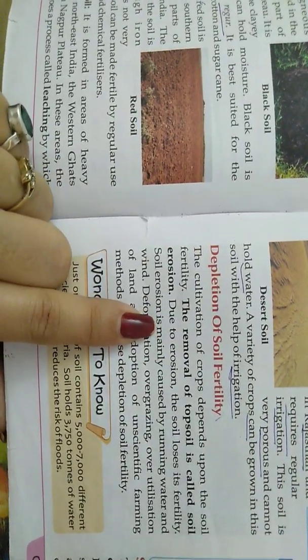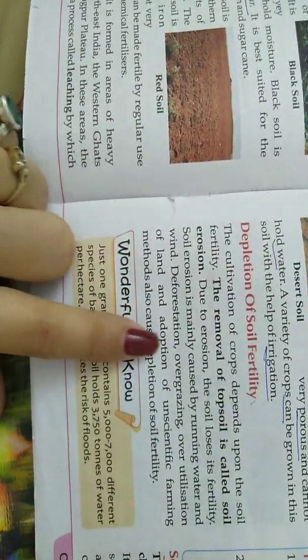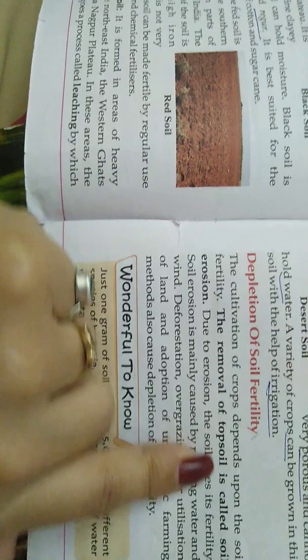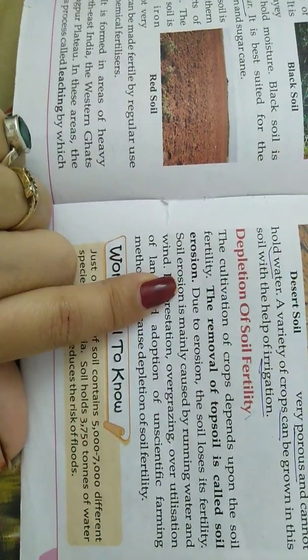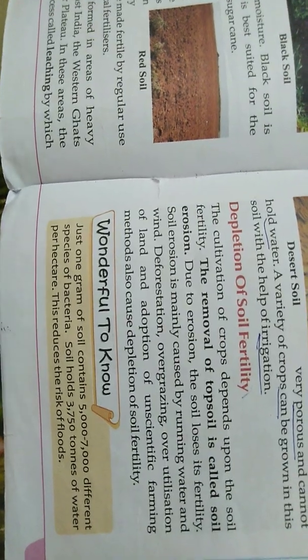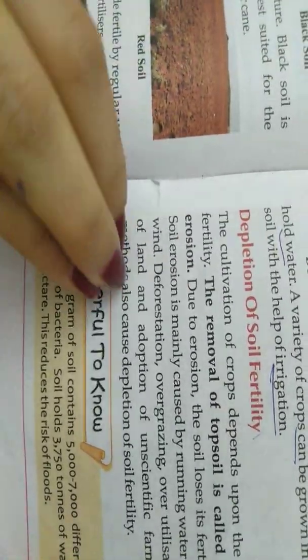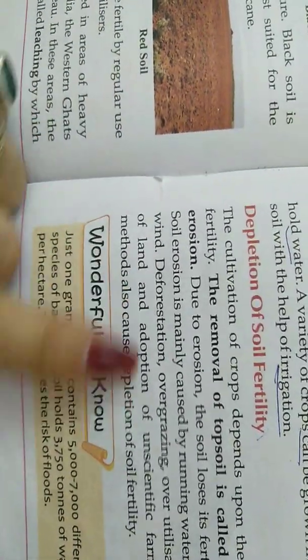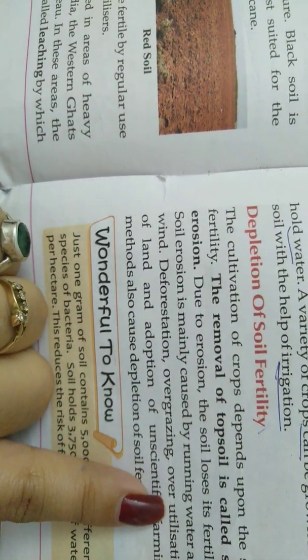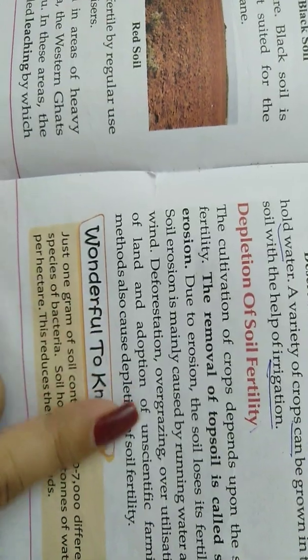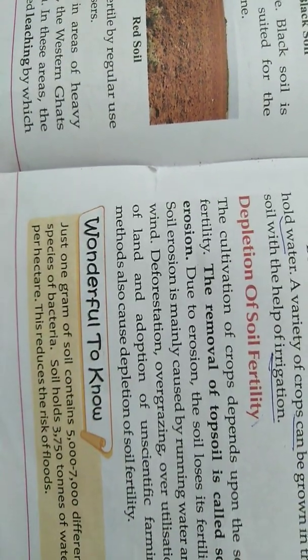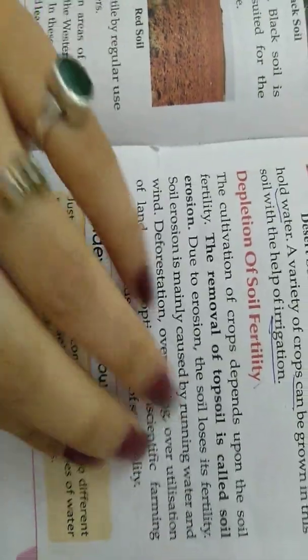The removal of topsoil is called soil erosion. Due to erosion, soil fertility is reduced. The removal of soil is called soil erosion, right? How the crops are cultivated also depends on this. Deforestation, overgrazing, or over-utilization of land and adapting unscientific farming methods are a few of the factors. Okay, in this way you can answer this question. It's a short type question.